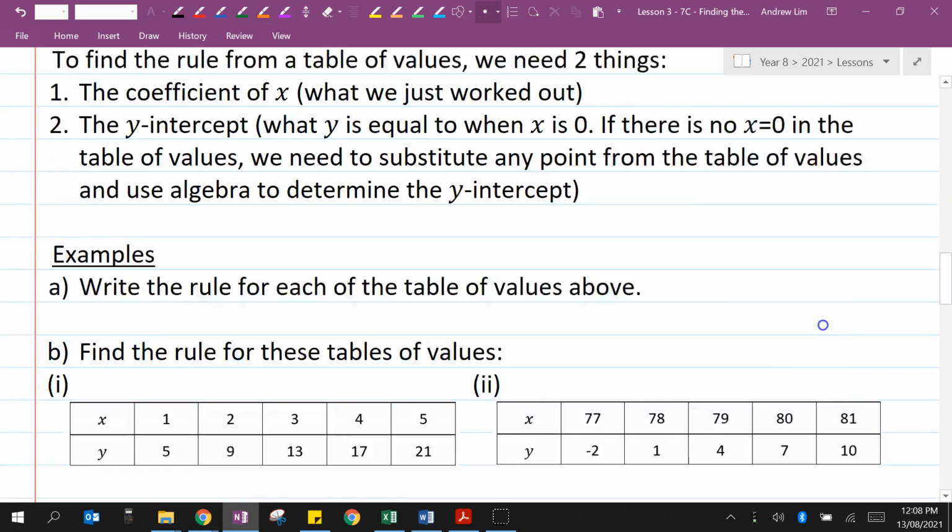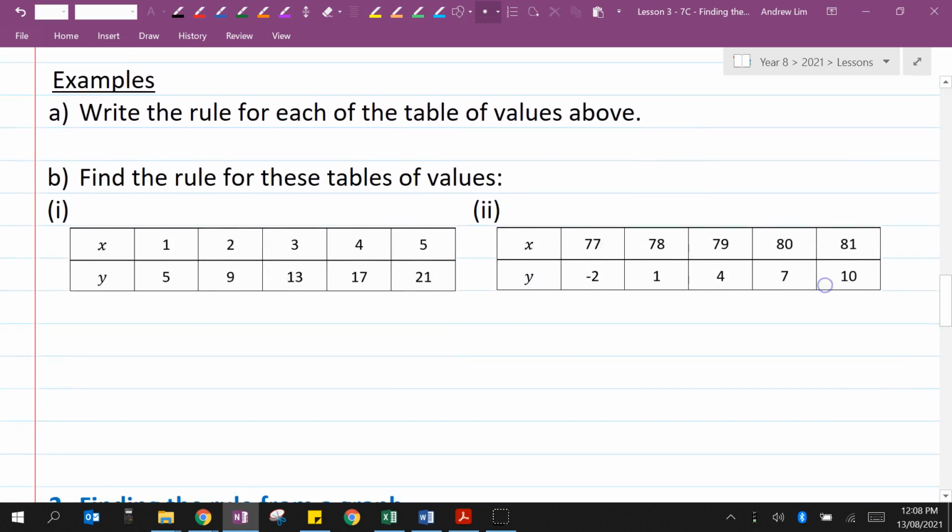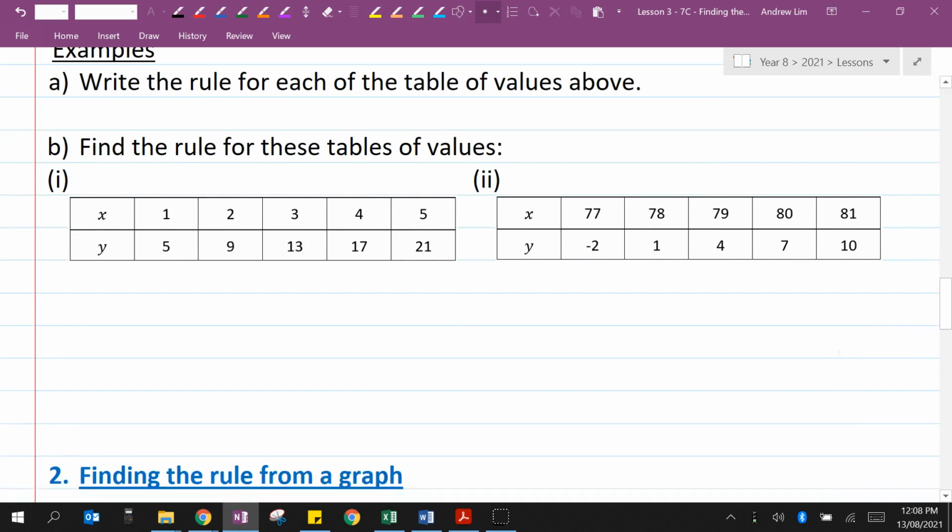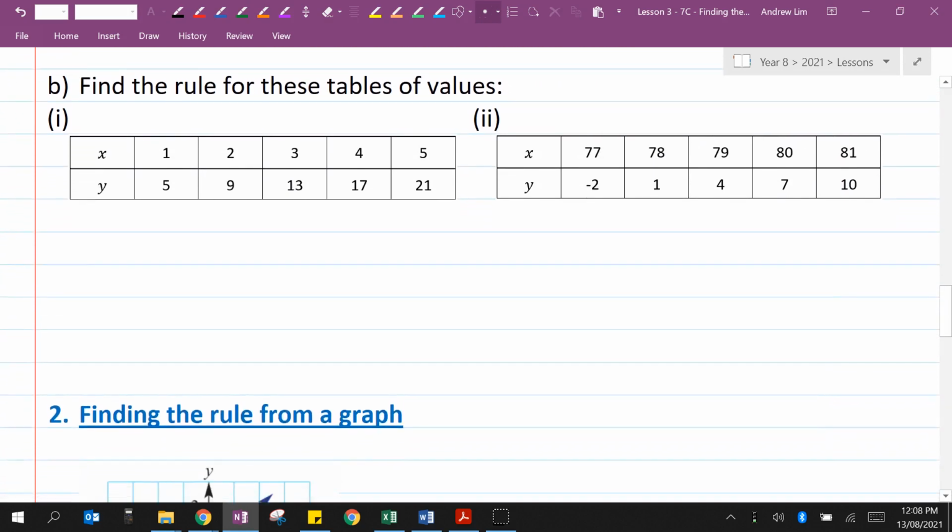Okay. We're going to have a look at a couple of examples now where we don't have x equals 0 in the table of values. What do we do? So for part 1, we've got 1, 5, 2, 9, 3, 13, 4, 17, and 5, 21. Let's see what the pattern is. Seems like it's going up by 4 each time.